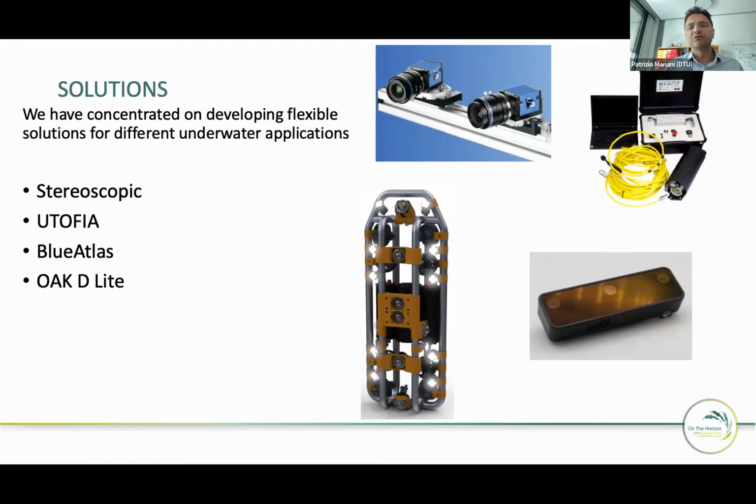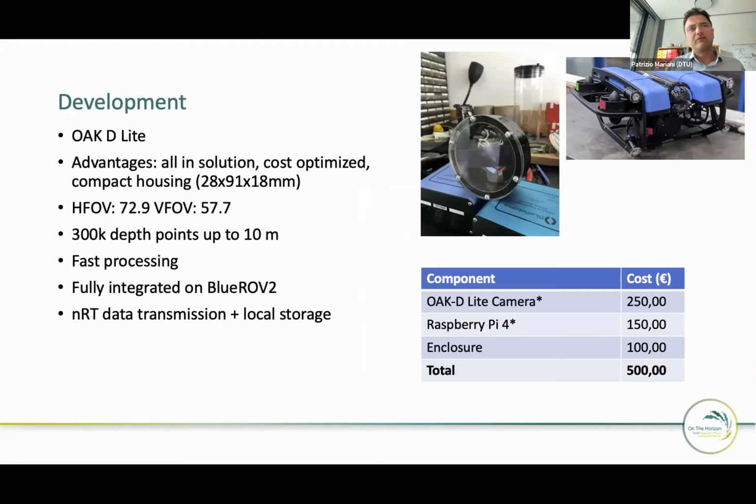another type of solution, which is a stereoscopic system, but much more compact and portable, and mainly used for gaming these days. It's called the OAK-D Lite. And what we have been doing is building around this camera system an enclosure that could be easily integrated in underwater robotic systems, like, for example, the one I show here, which is an ROV, a remotely operated vehicle, provided by Blue Robotics in the US.